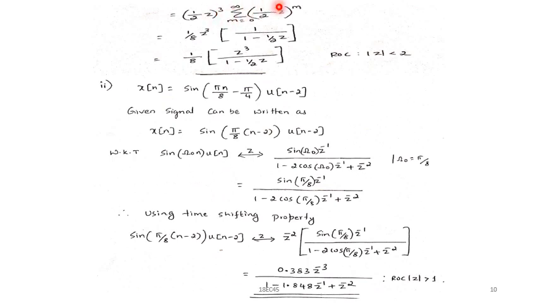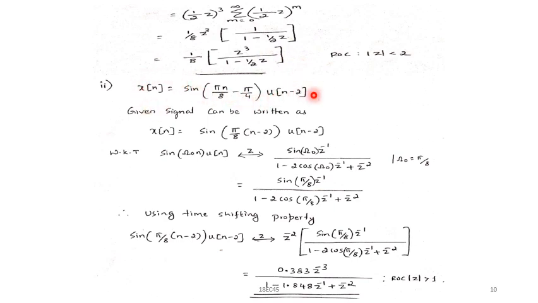Now I'll take the constant term outside. You'll get 1 by 2 z to the power 3, and summation m is equal to 0 to infinity 1 by 2 z to the power m, and 1 by 8 z cube into 1 by 1 minus 1 by 2 z. And I'll take this as 1 by 8 z cube divided by 1 minus 1 by 2 z. So this is my signal. And I'll write the ROC is mod z is less than 2, because if we take this particular term, then I can write the ROC as mod z is less than 2. So this is the ROC for the problem.